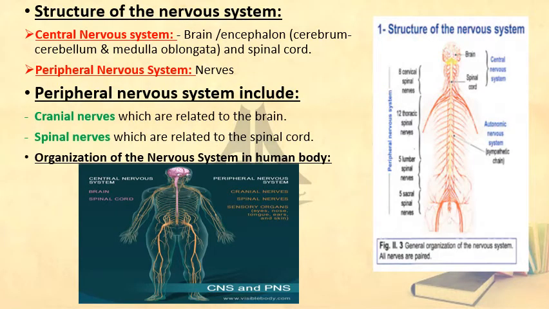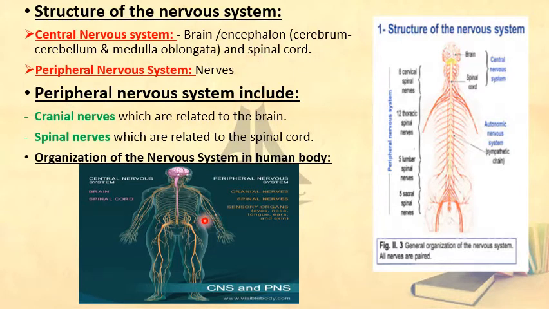As an introduction, let me remind you about the structure of the nervous system. What does the nervous system consist of? Of course, we are talking about the nervous system of the vertebrates. The nervous system of the vertebrates includes two parts, a central nervous system as well as a peripheral nervous system. The central nervous system includes the brain or encephalon, which includes three parts, cerebrum, cerebellum, and medulla oblongata, and we have the spinal cord.